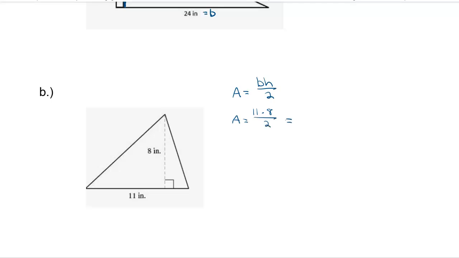Now I simplify the numerator and I get 88 divided by 2, and then 44, and again, inches squared. And that is your final answer.